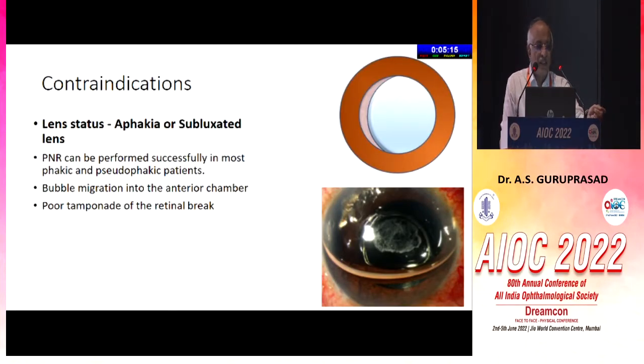And the lens status: if it is an aphakia or a subluxated lens, then we cannot perform pneumatic retinopexy successfully, because the bubble can migrate into the anterior chamber with loss of volume in the posterior segment where it is actually required. So there is a poor tamponade of the retinal break, and therefore the procedure may not be successful.